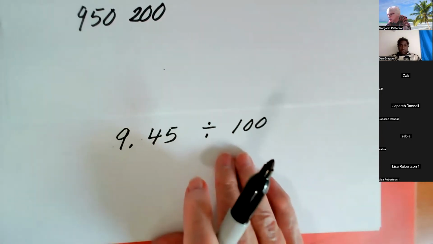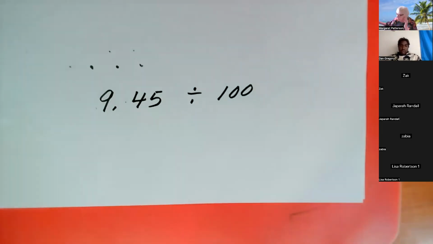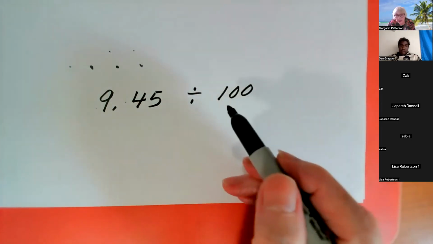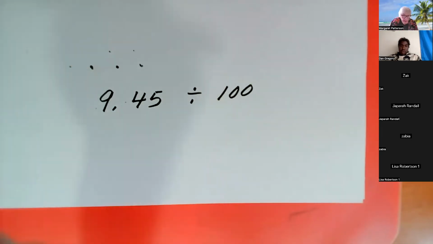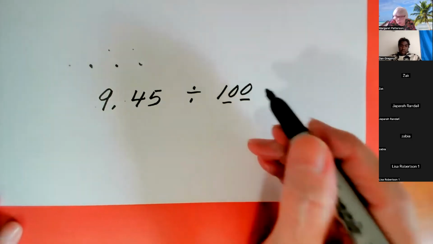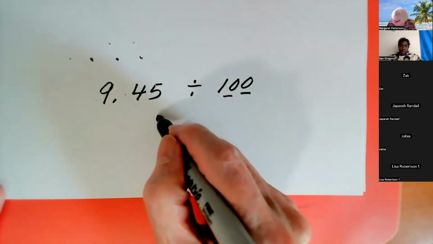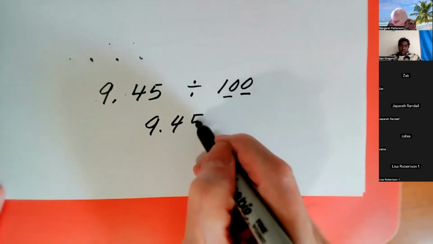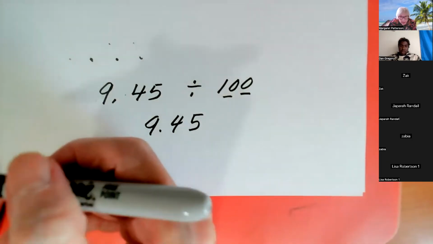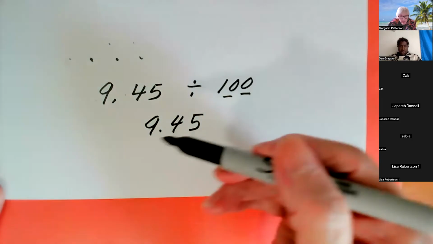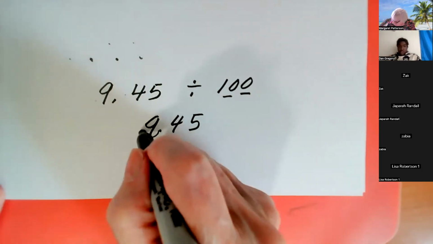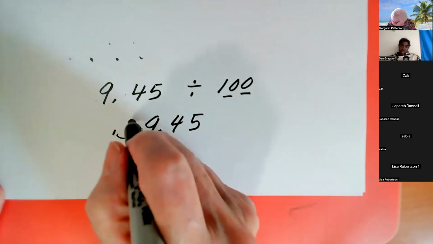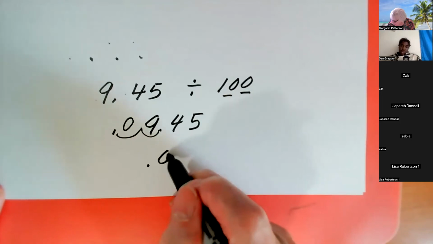Let's do this one just to show you real fast. If you're dividing by 100, the decimal shift goes the other way. This is why the metric system is so good. 1, 2 places, 9.45. So I have to go 2 places because division makes it smaller. So we have to go this way. 1, 2.